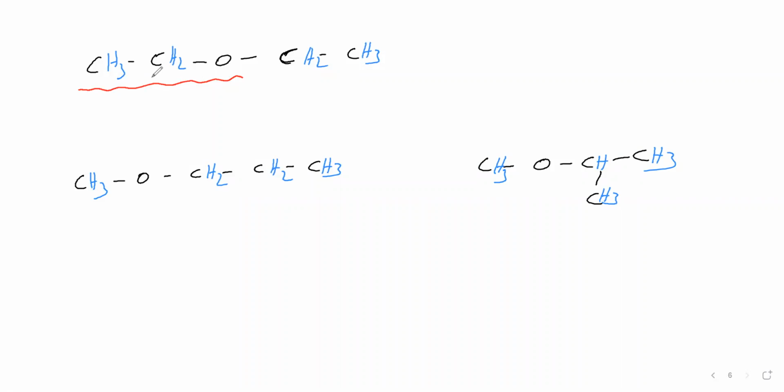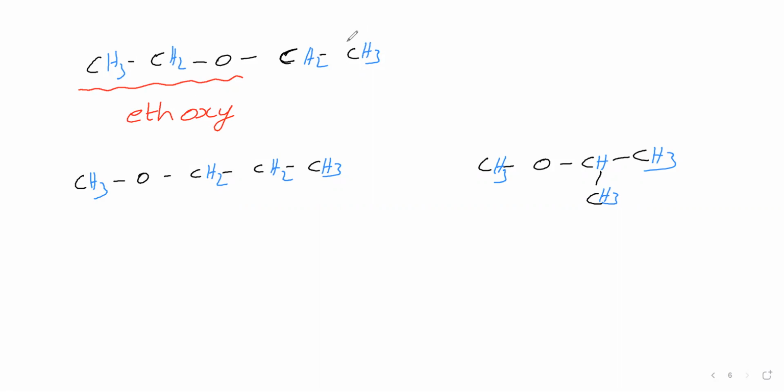Here, how many carbons are there? You count. 2 carbons. 2 carbons means eth we have to say. This oxygen name we have to say as oxy. So the name of this one is ethoxy. Then we will go for this one.